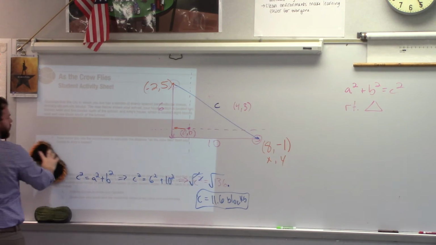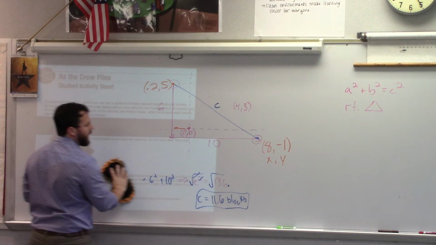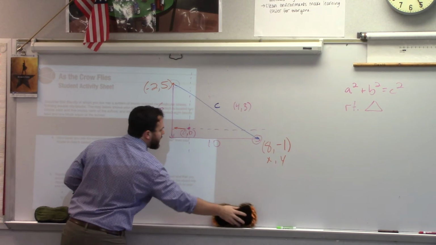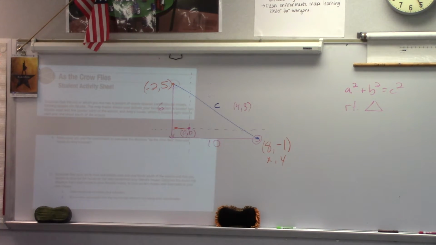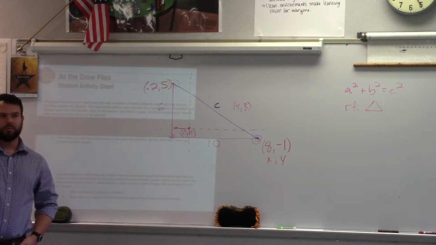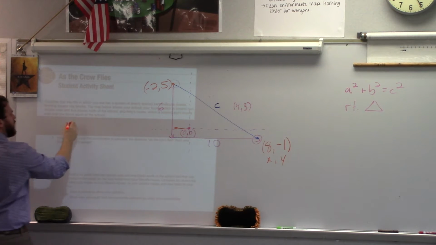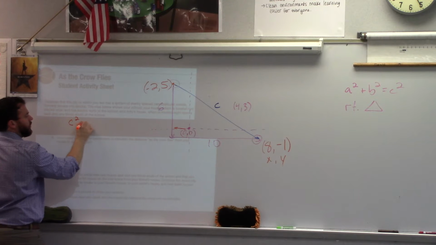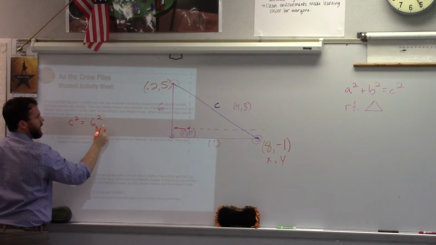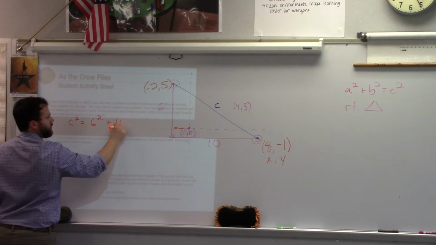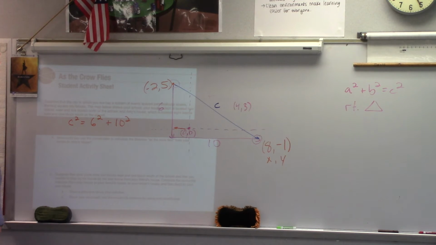How could you use the coordinates to calculate the distance as the crow flies from your house to Amy's house? Once again, when we did the distance earlier, what theorem did we use? The Pythagorean theorem, right? And we said c squared was equal to 6 squared plus 10 squared. We all remember that?